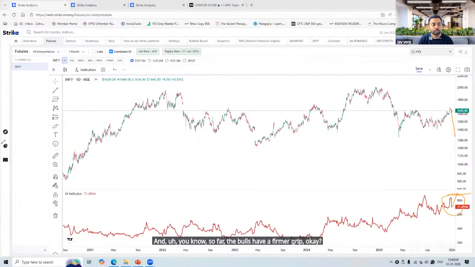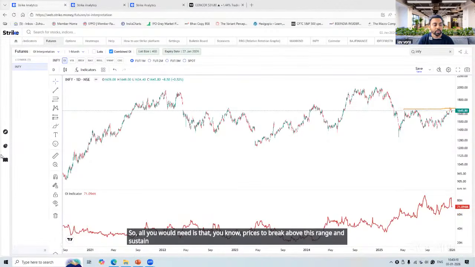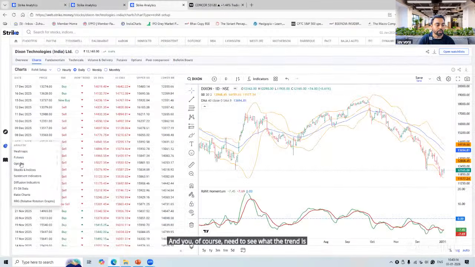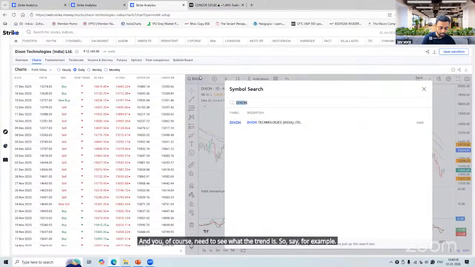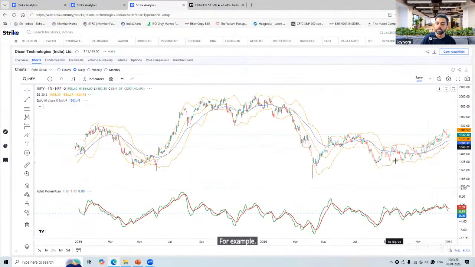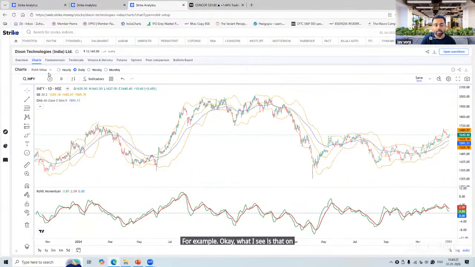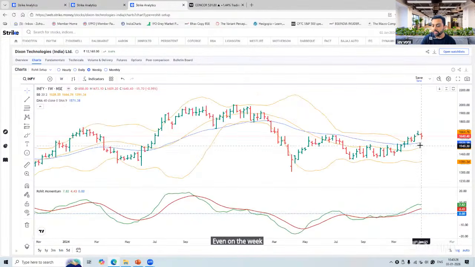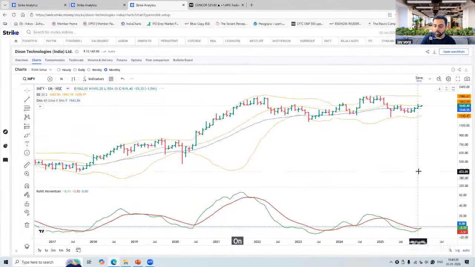Okay, so all you would need is for prices to break above this range and sustain above it, and of course you need to see what the trend is. So say for example over here, if I do Infy, what I see is that on the daily chart it is trending higher, which is a good sign. Even on the weekly it is above the averages, so this is again a good sign. Okay, on monthly I am not sure what is the case.